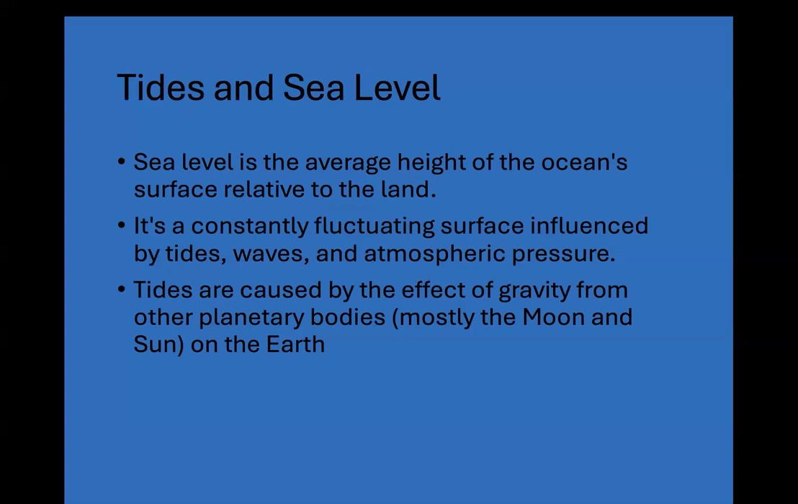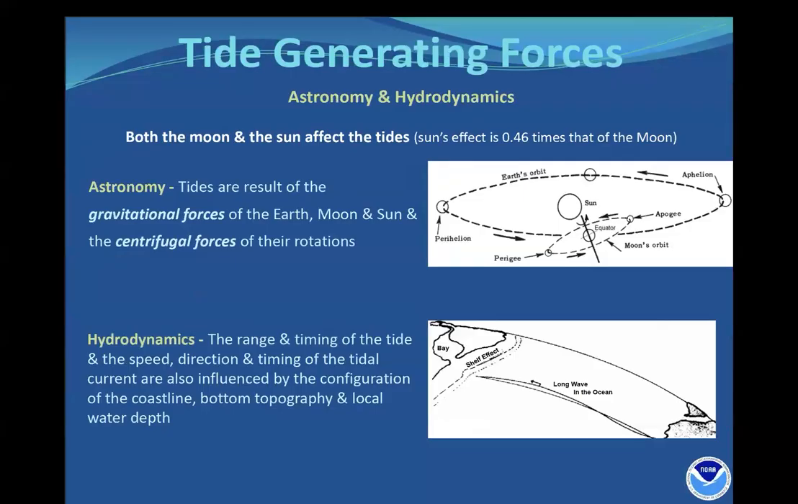These are caused by the effect of gravity from other planetary bodies, mostly the moon and sun, on the Earth. This is a diagram, maybe not the most helpful, but essentially you have gravitational forces from the moon and the sun on the Earth, as well as centrifugal forces because the Earth is rotating. You also have local effects of the configuration of the coastline, bottom topography, that's bathymetry, and the local topography and geometry of the water depth with the coastline. Those are going to have a big effect on the local tide. But overall, on a global scale, it really is the moon and sun that are driving Earth's tides.